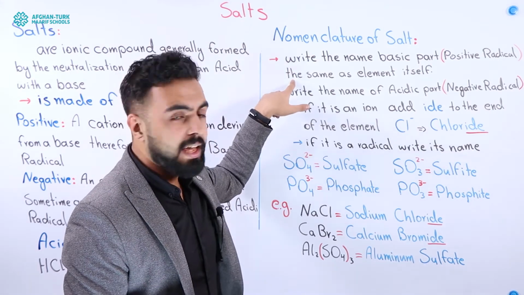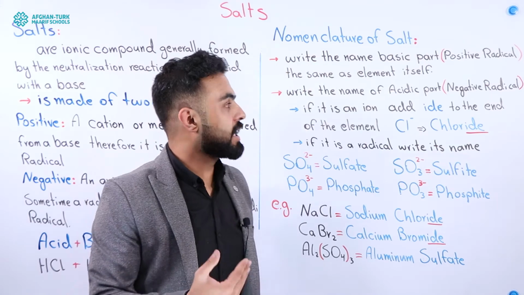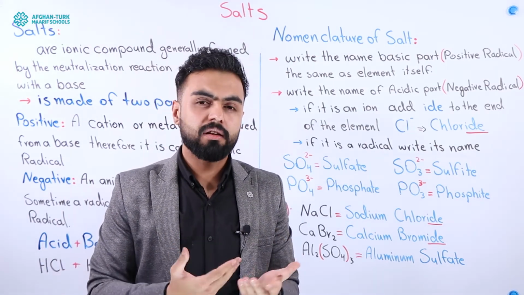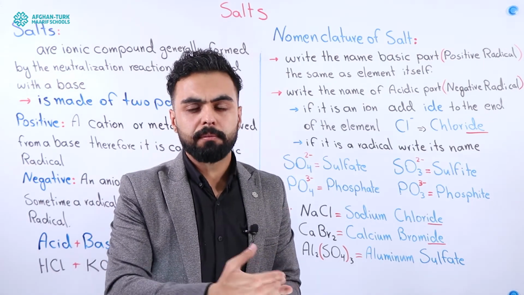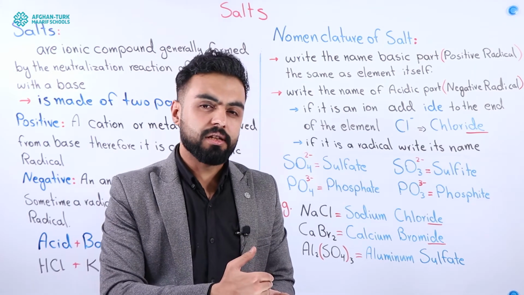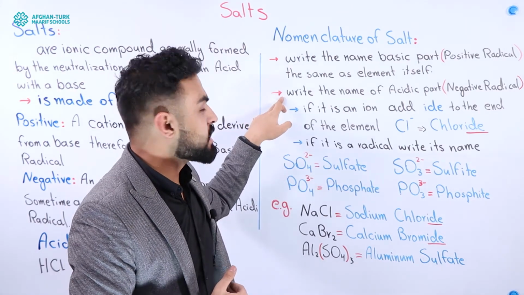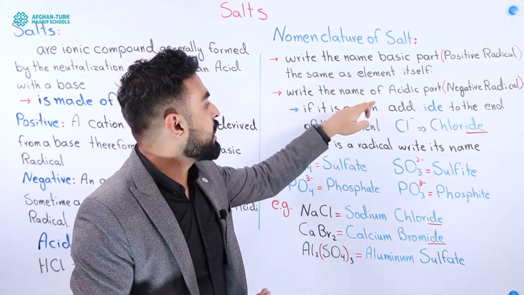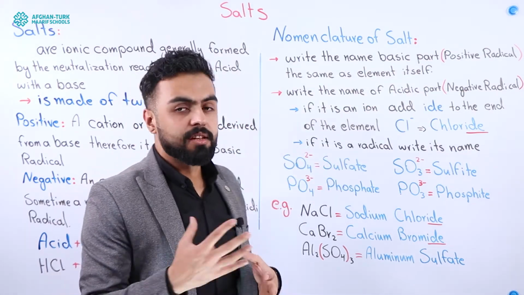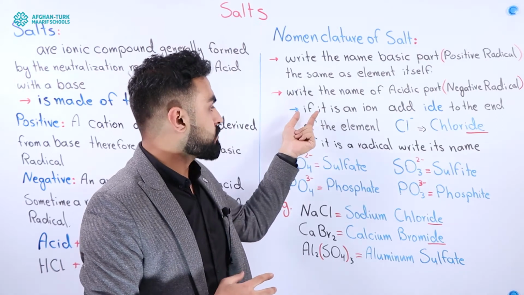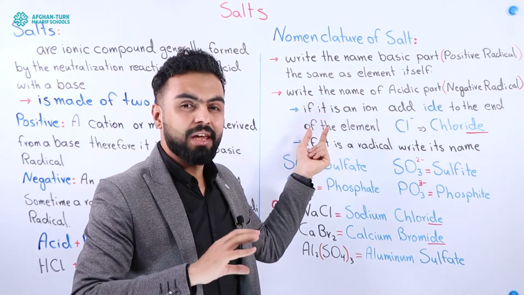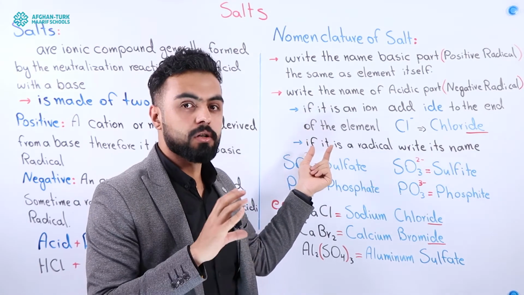So the name is the same as the element itself. For example, if it is sodium, the radical of sodium is also called sodium. If it is magnesium, the radical is also called magnesium. And the second part, write the name of the acidic part, the negative radical. As we talked, it can be an ion or a group of elements, a radical.